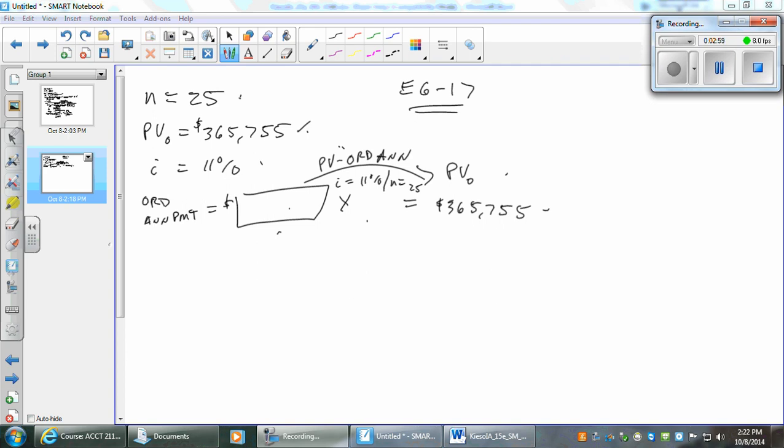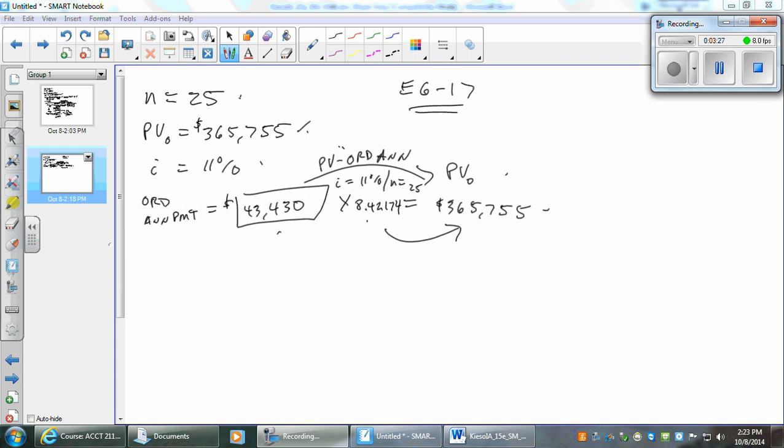So what's that factor? 8.42174. It probably sounds right, because the interest would be 25 less 8.4. It's a lot of years and a high interest rate. So all you do is divide 8.42174 into 365,755, and you'll get your payment. That's 43,430.